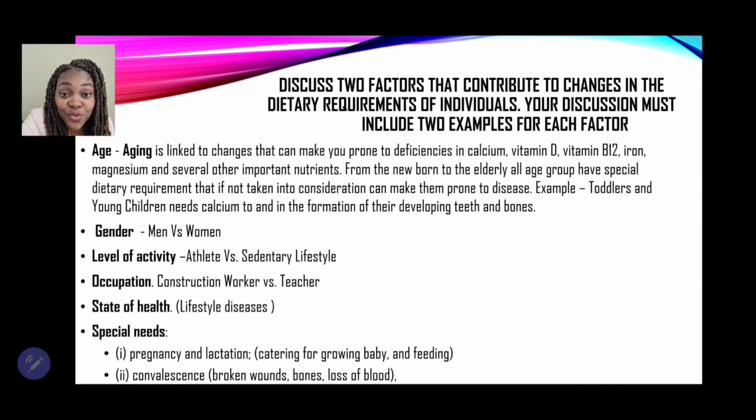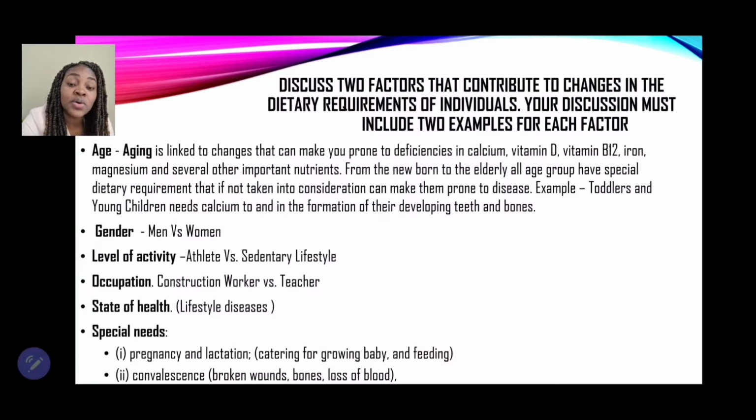So we may speak of pregnancy and lactation, as the pregnant women are catering for the growing baby and also for themselves and have to prepare for breastfeeding and lactation as well, right? Remember that question we looked at previously on the 2019 paper that asks why iron is important? So some of those things, you can discuss under here.